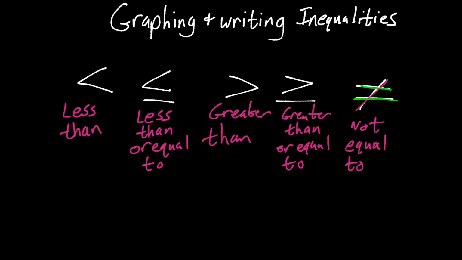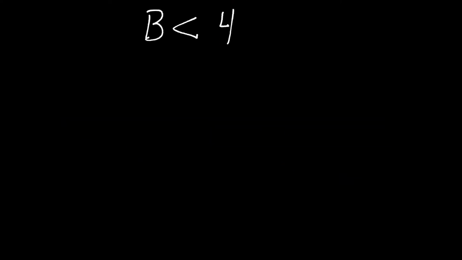Alright, let's see some of these in action and how we use them for graphing. We're going to first talk about graphing, then we'll talk about writing the inequalities. So here we go. Here we have an inequality in front of us. It's saying whatever number b is, it is less than 4.